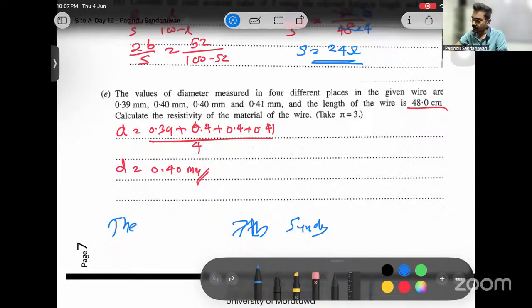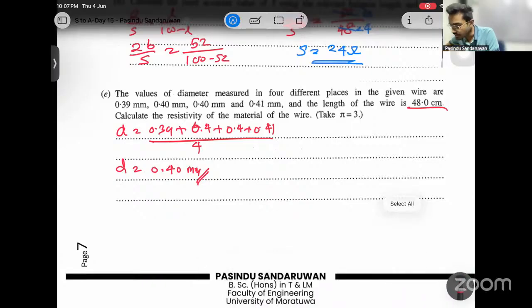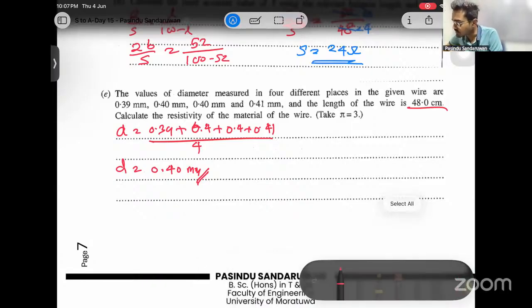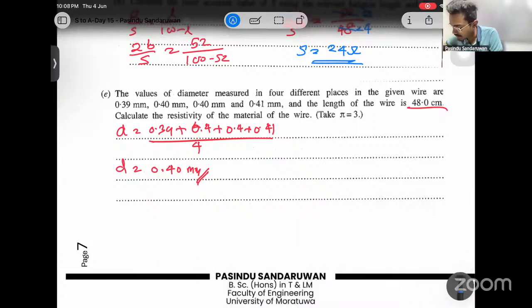Right. Then you know our equation is R equals rho L over A. Then rho is given by R A over L.